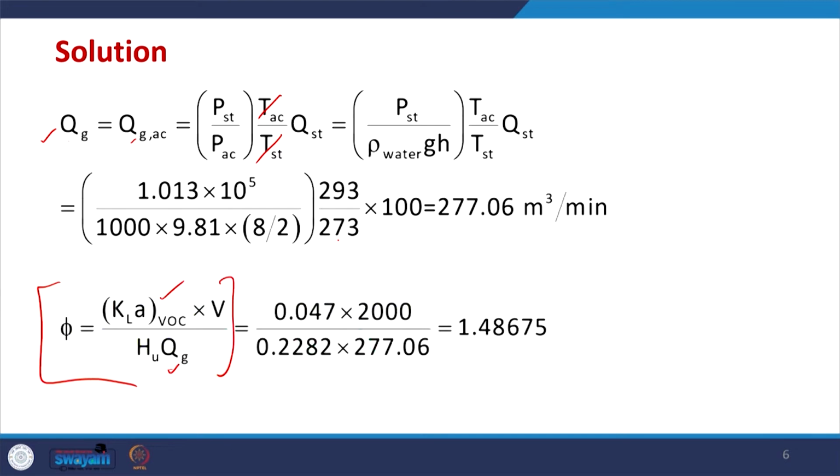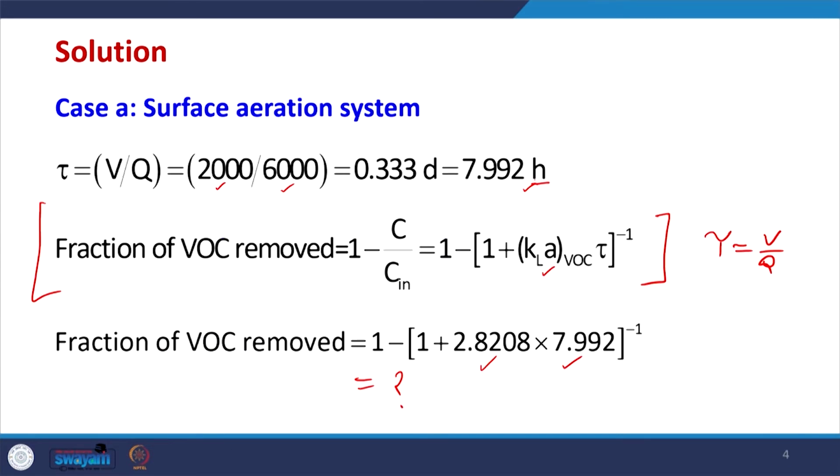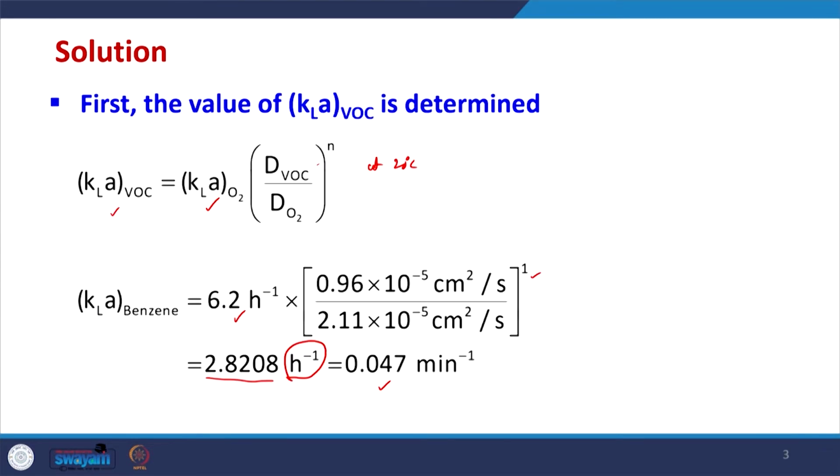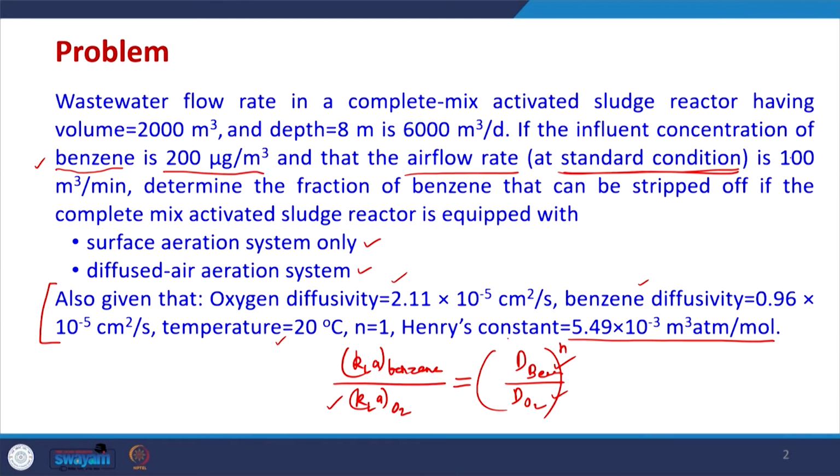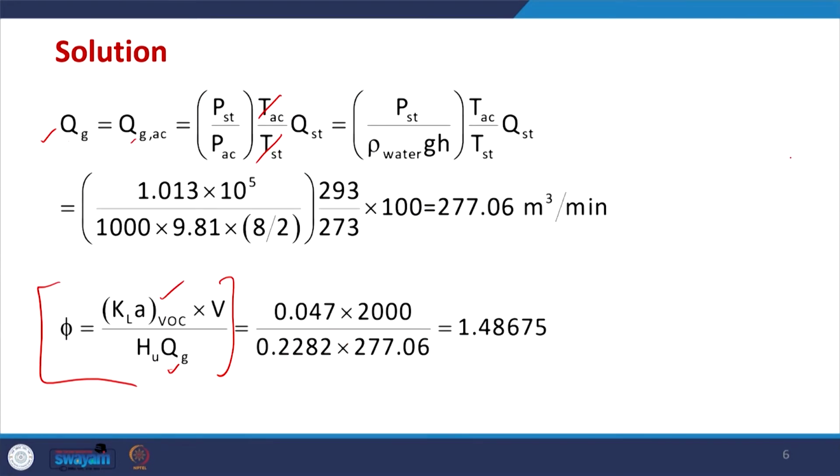Okay, so here at standard condition it is given as 100 meter cube per minute. At standard condition the temperature is 273 Kelvin, and here we have to calculate at 20 degree centigrade, which is 293 Kelvin. We are using both the temperatures here, they are not getting struck out, so both the temperatures are kept.